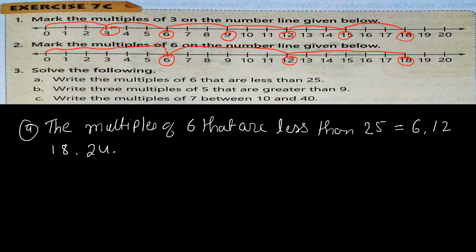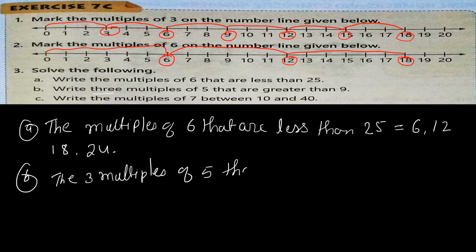Got it? Now number B. Write the multiples of 5 that are greater than 9. We need to write 3 multiples of 5 that are greater than 9. So the 3 multiples of 5 that are greater than 9. We cannot write 5.